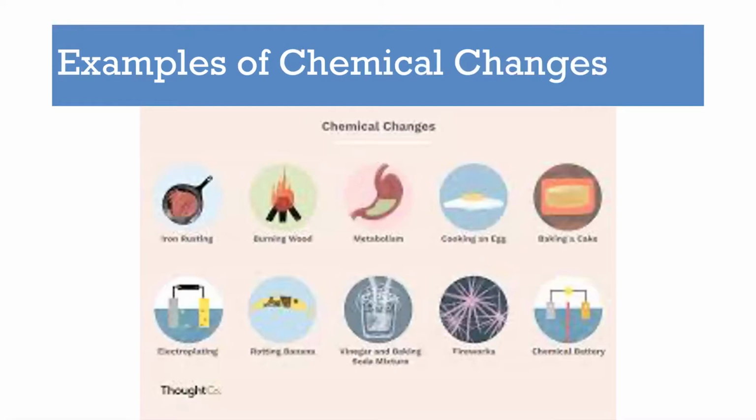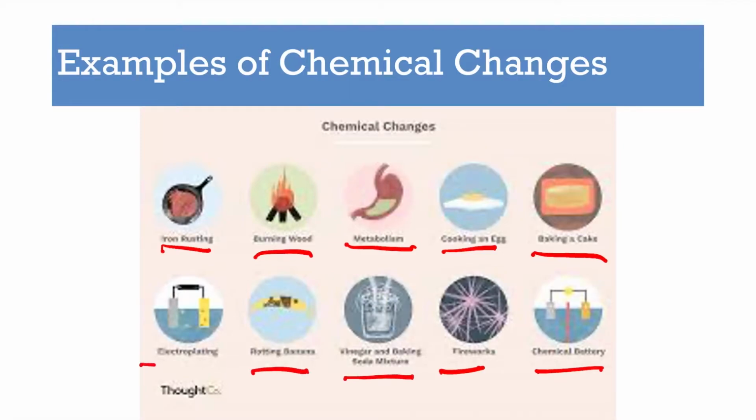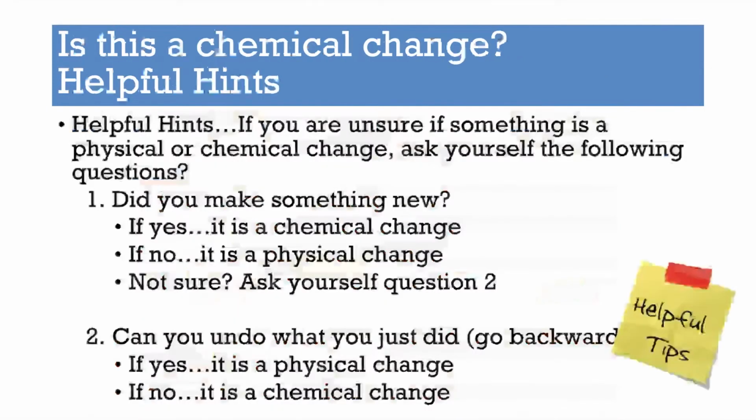So again, some examples. I know this picture is kind of blurry, but iron rusting, burning wood, metabolism, cooking an egg, baking a cake, a battery, fireworks, oxidizing stuff, a rotting banana, and electroplating. All these things, you're changing the chemical constitution of whatever you are using.